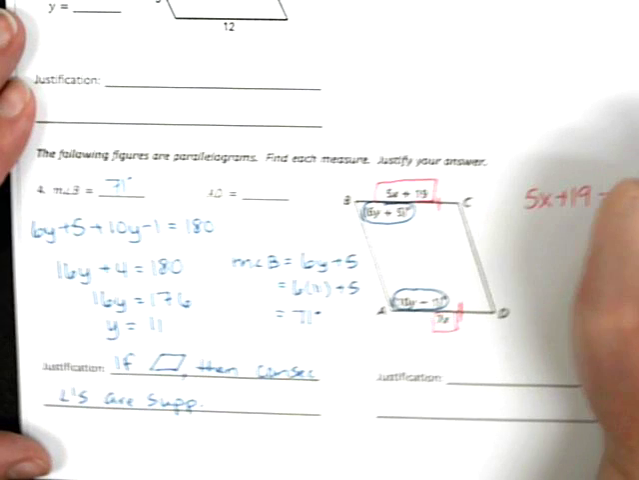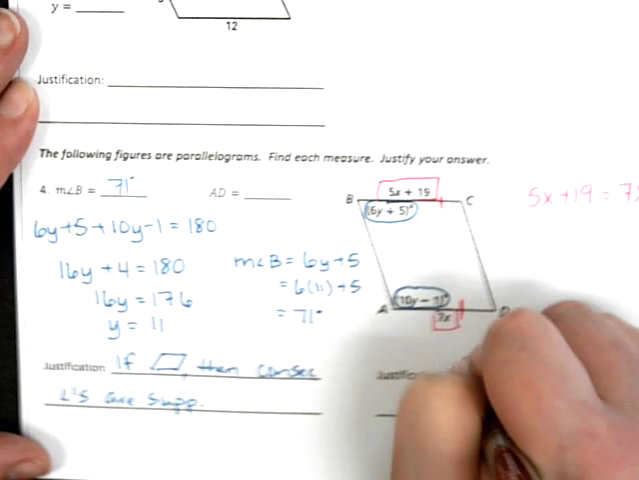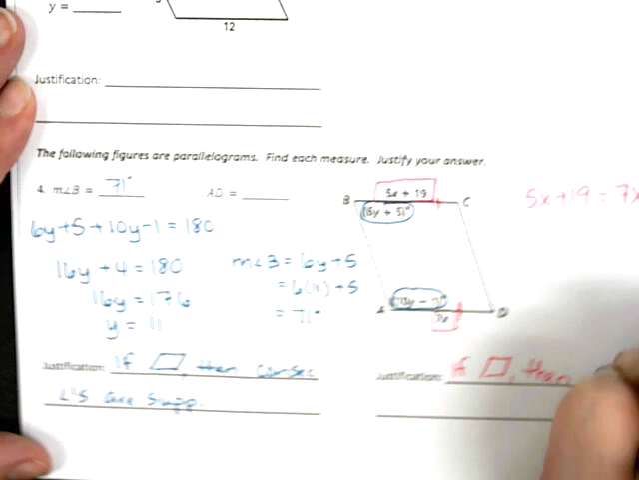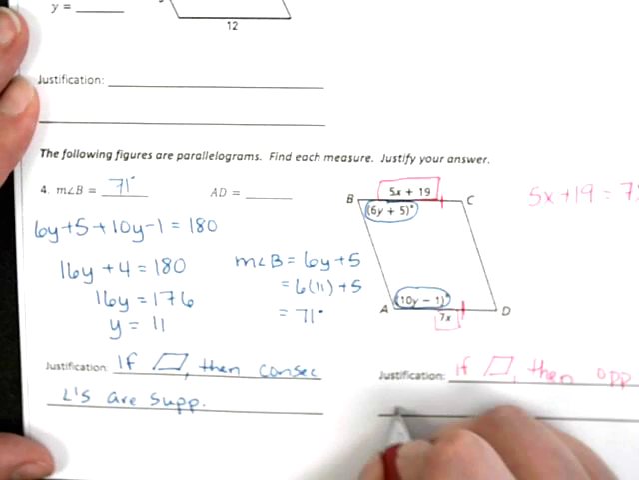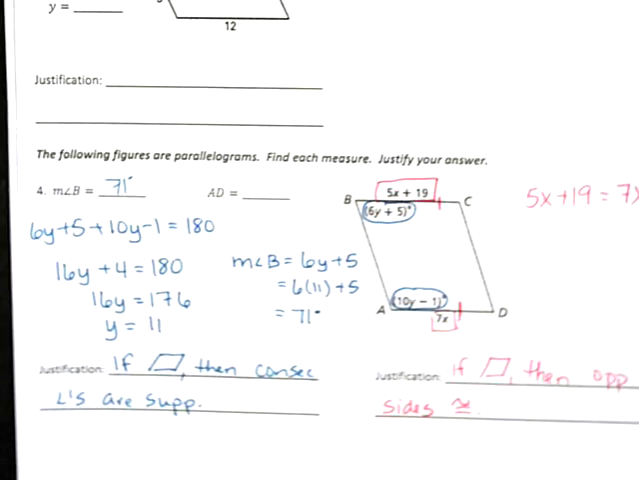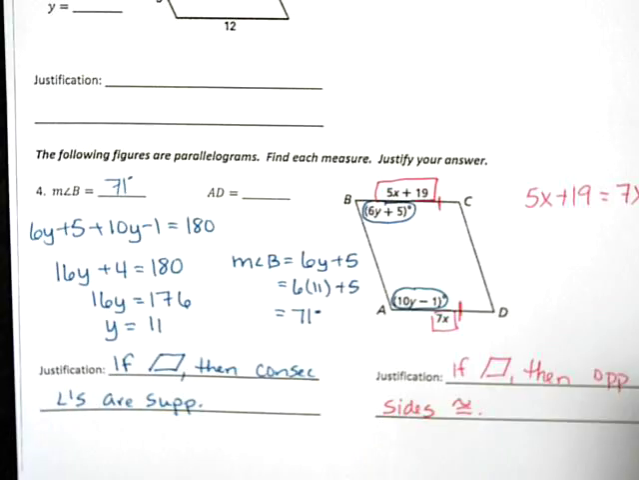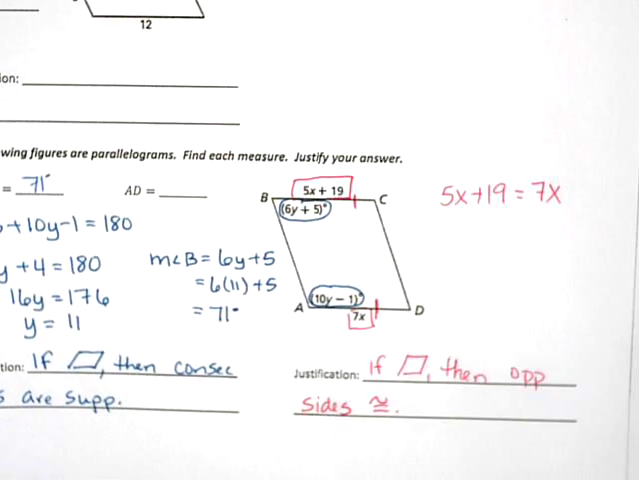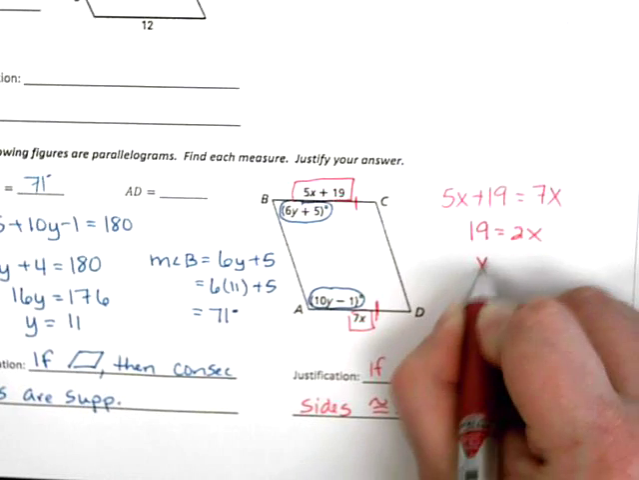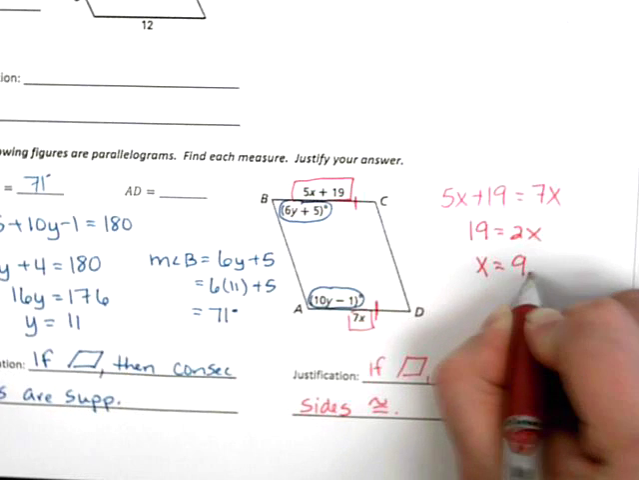equals 7x. And I know that because if I have a parallelogram, then opposite sides are congruent. Otherwise, I can't just pick two things and set them equal, right? I don't get to just set things equal and make up equations. I have to have a justification for them, okay? But now we can just solve for x. So 19 equals 2x, divide by 2, and we get x equals 9.5.